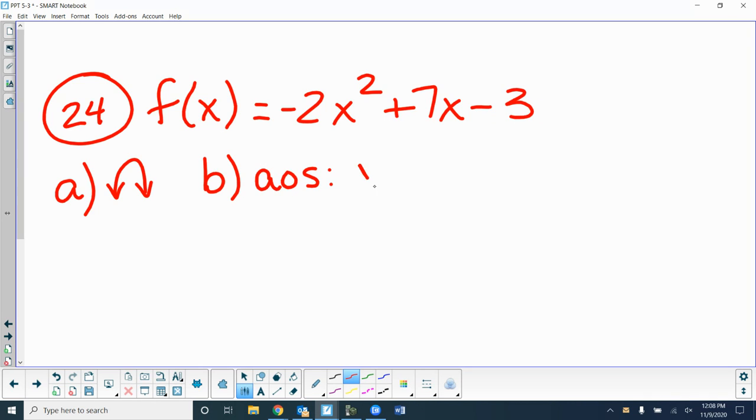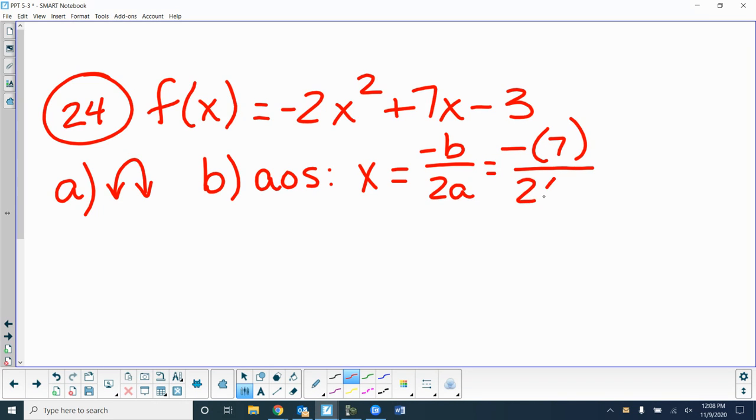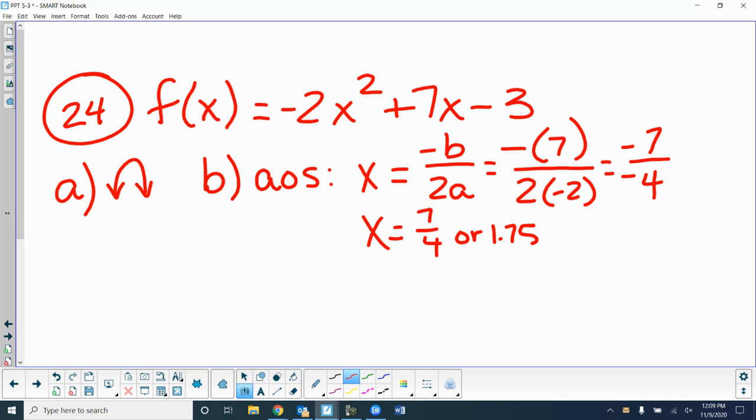Okay? Which is an equation, x equals, and the formula is -b/2a, which would be -7 for b over -2 for a. So that gives me positive 7/4 or 1.75. Decimals, okay. But again, I'm going to use fractions, that's just because that's how I am.